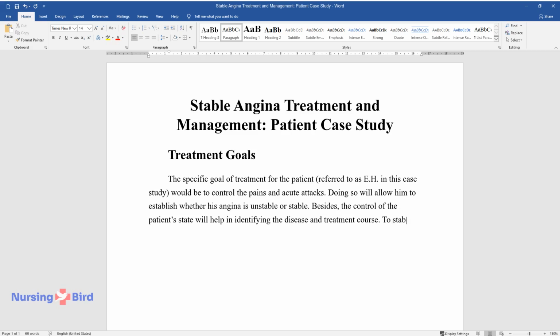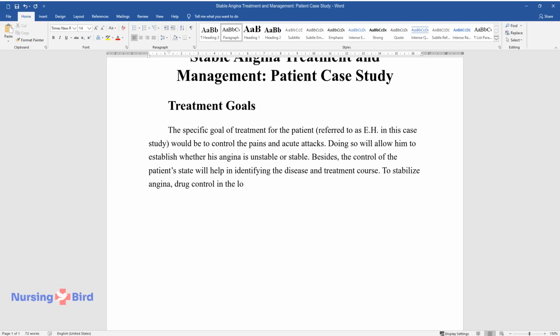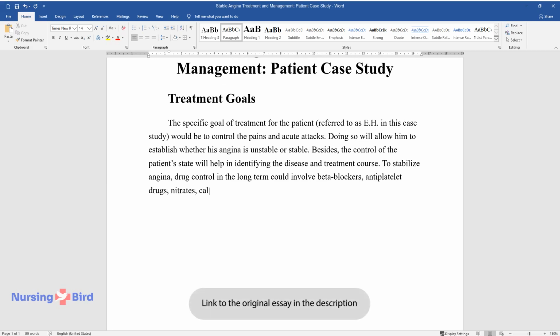To stabilize angina, drug control in the long term could involve beta blockers, antiplatelet drugs, nitrates, calcium channel blockers, and potassium channel openers.